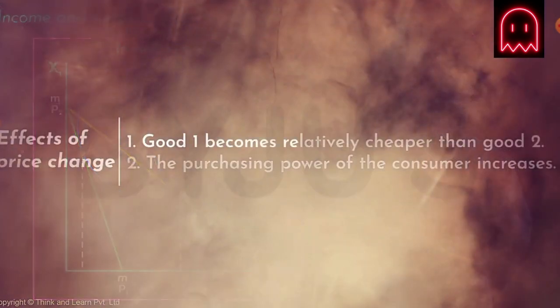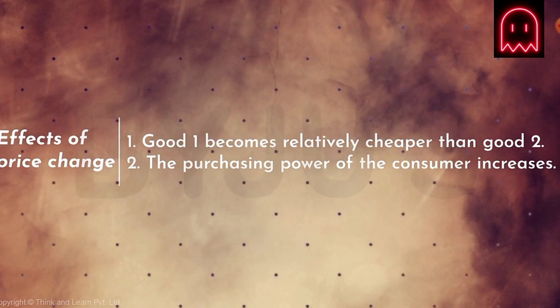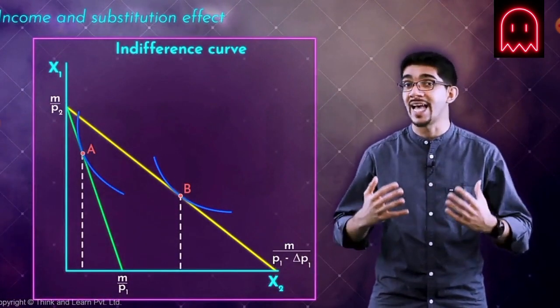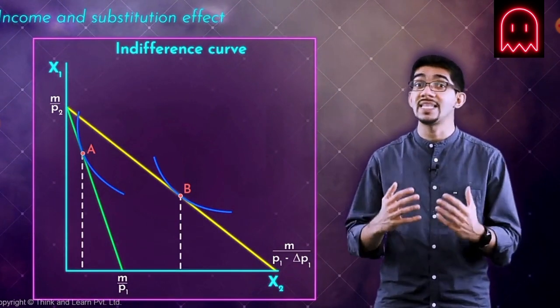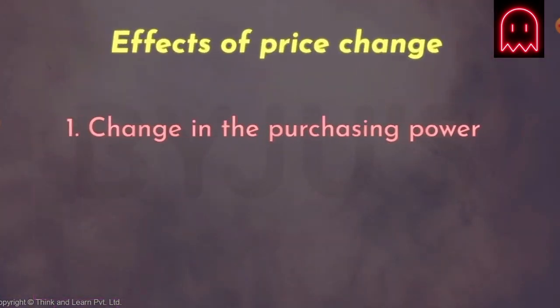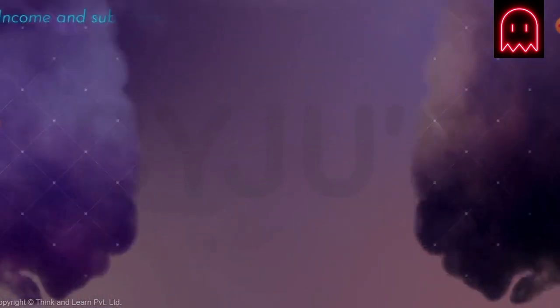One, good 1 becomes relatively cheaper than good 2 as compared to what it was before. Two, the purchasing power of the consumer increases. The price change in general allows Crusoe to buy more goods with the same amount of money as before. In particular, he can buy the bundle he was buying before by spending less than the original M. Both these effects of the price change, one, the change in the purchasing power, and two, the change in the relative price, influence the consumer's final optimal choice bundle. And let's explore that now.